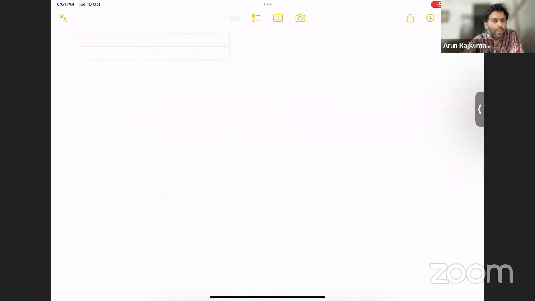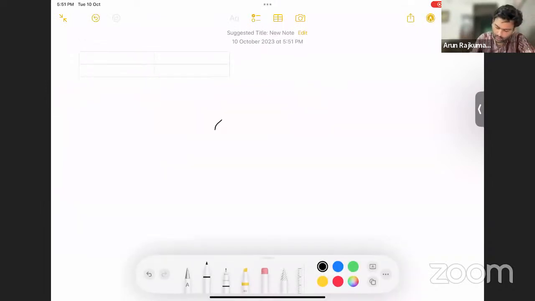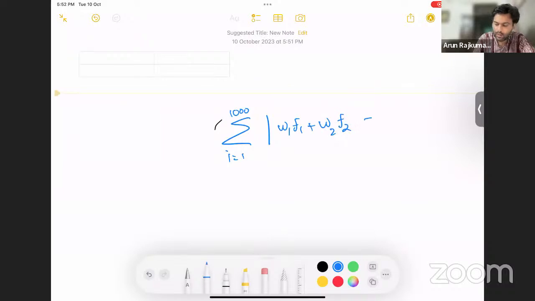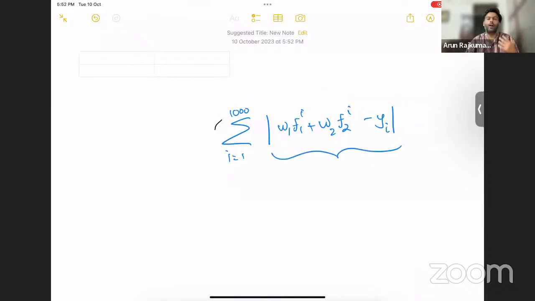Yeah. So why did we square? Great question. That's an amazing question, Rishita. So why did we square and not do absolute value? Basically what Rishita is saying is, why can't we do this, right? So sum over i equals 1 to, whatever, 1000, absolute value of W1 F1 plus, let's say, W2 F2, maybe there are only two features, minus Yi, right? So why not absolute value? Why did we square it, right?